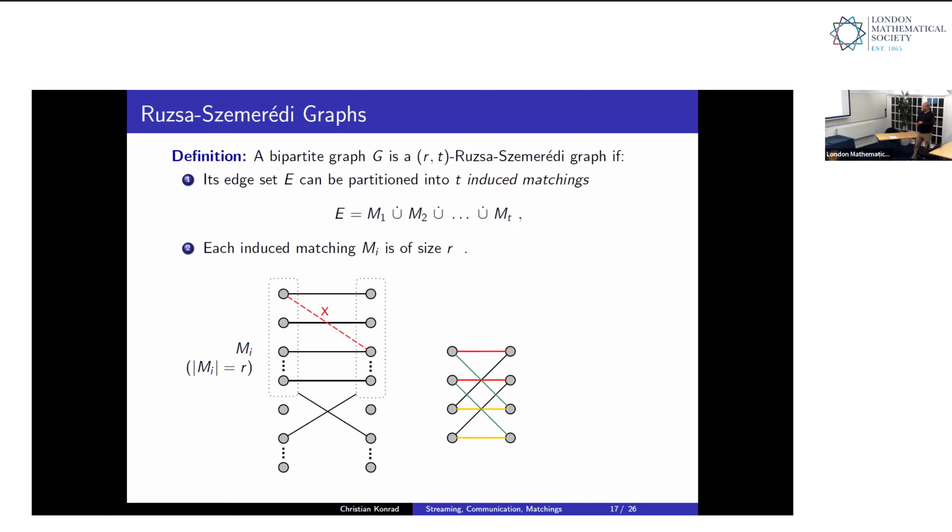As an example here, we have a Ruzsa-Szemerédi graph. Let's see what the parameters would be. The matching size would be 2 here, and we have 1, 2, 3, 4 matchings. So this would be a (2, 4) Ruzsa-Szemerédi graph as an example.